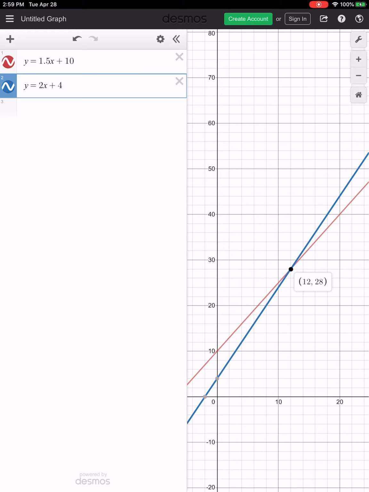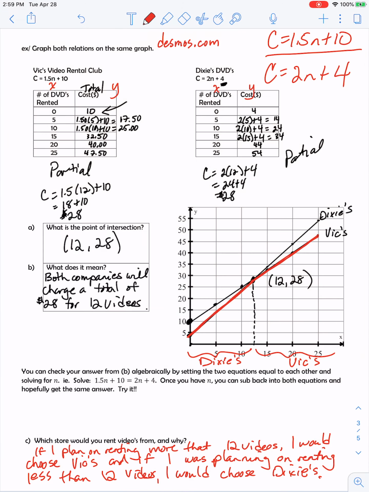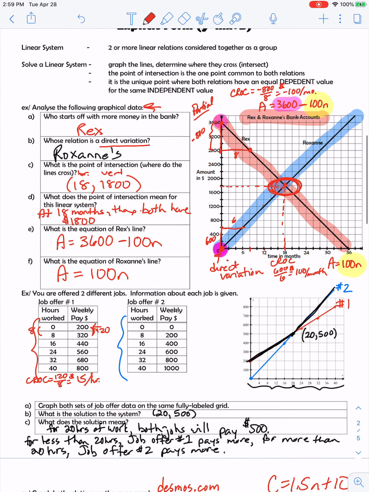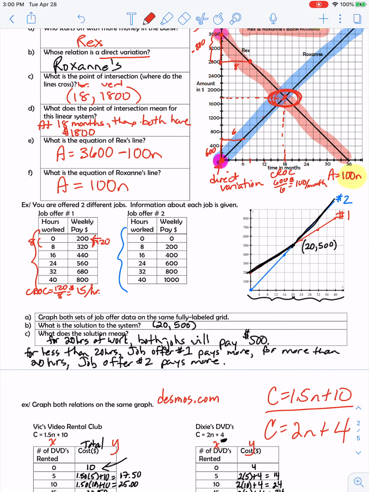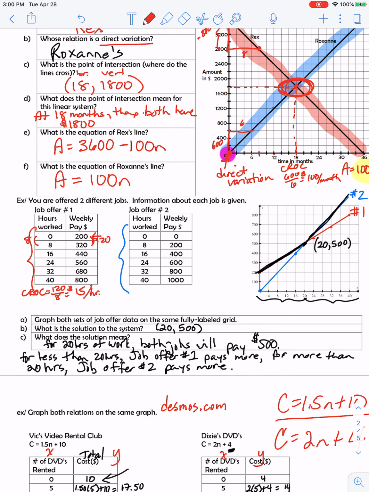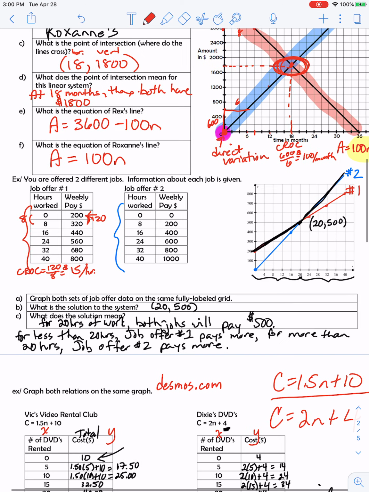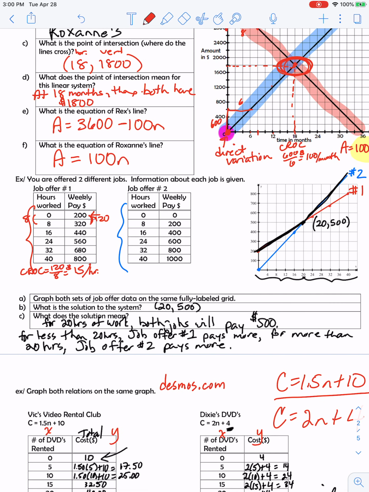equations. If you don't have the equations, so if I go back and we take a look at, let's go back to example number 2, the example about the job offers, we didn't have the equations, we had a table of values, but we can make the equation.